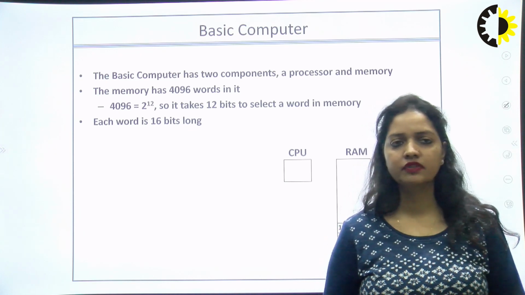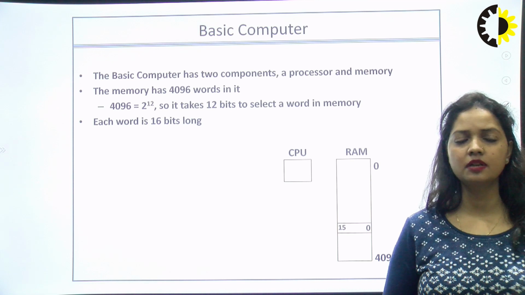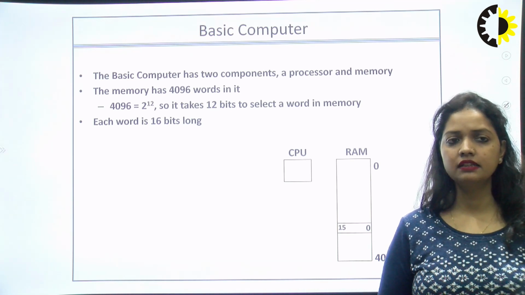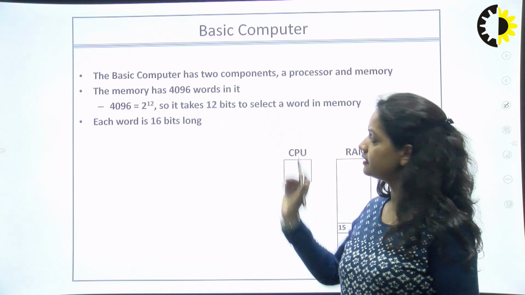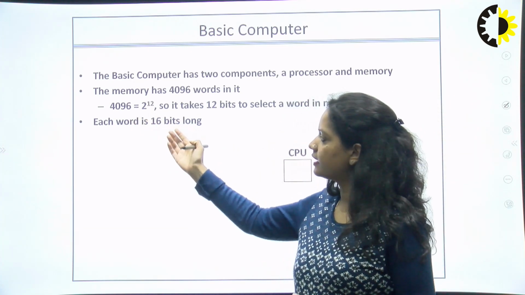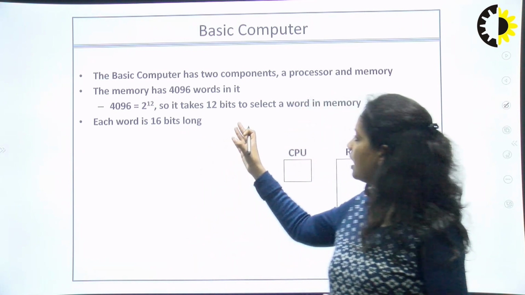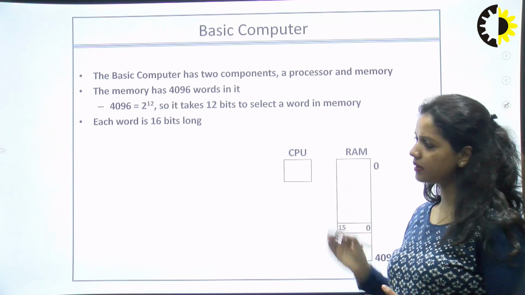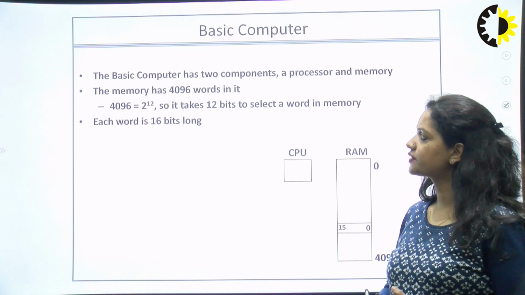Now let's begin with what a basic instruction is and what the structure of a basic computer system is. As an example, we are taking the RAM to be of size 4096 words. When we simplify 4096, we get a power of 2, that is 2 raised to power 12. The 12 bits we select for a word memory represent the word memory address. And each word will be 16 bits long.